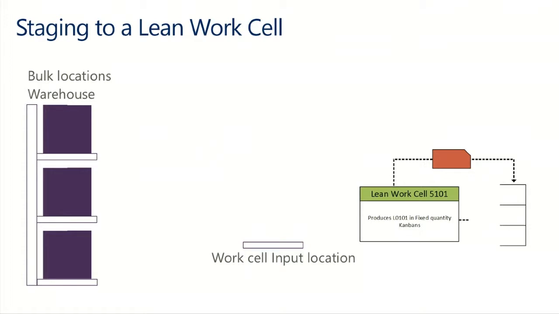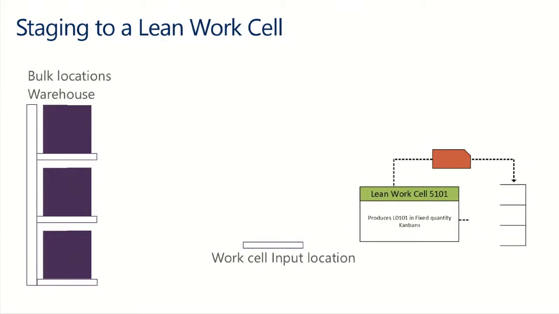Please note that in the new WMS, we are moving goods from, in this case, warehousing bulk locations to our work cell input location. If we have manufacturing in another site, then we will of course use a transfer order or something else in order to transfer goods to that site and then consume them in the production facilities.